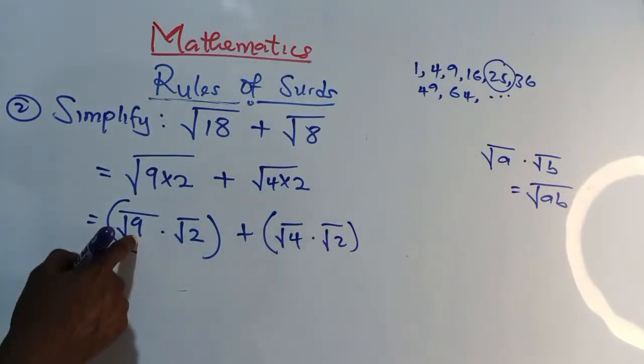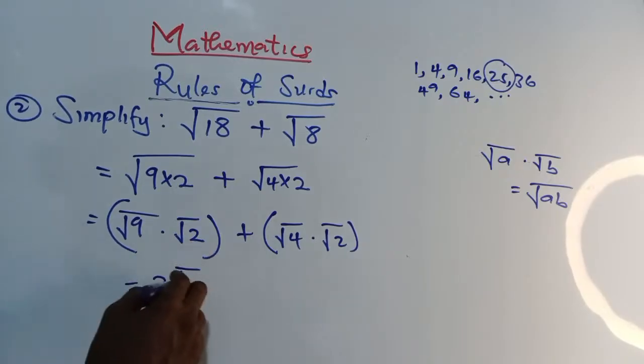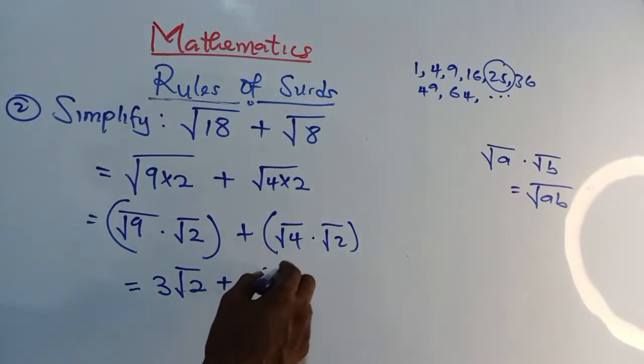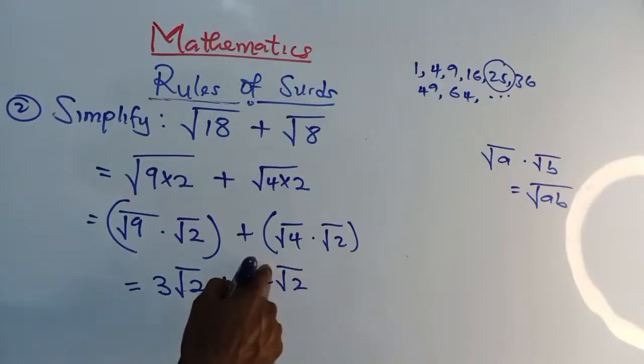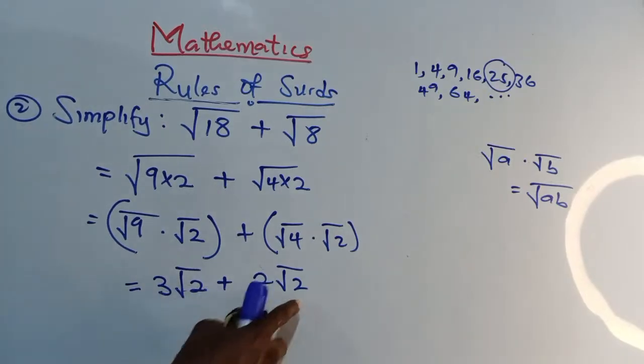Okay, so what's square root of 9? Square root of 9 is 3. So we have 3 root 2 plus, what's square root of 4? Square root of 4 is 2. So we have 2 root 2. All right, you can see that root 2 is common. We both have root 2. This is root 2 and this is also root 2.